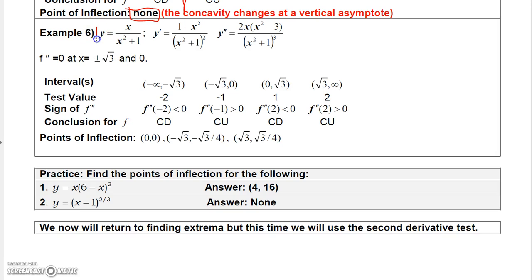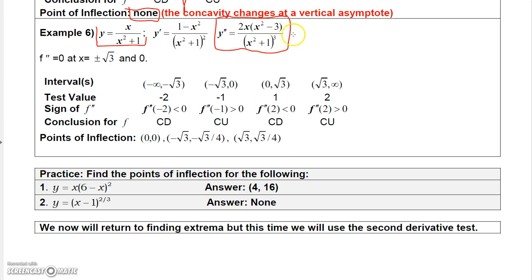Okay, so this one, I kind of went over this one quickly earlier, but let's go a little slower this time. The second derivative of this, and I know it's not a lot of fun, but I got the first derivative to be (1 minus x squared) over (x squared plus 1) quantity squared, and then I used the quotient rule to get the second derivative.